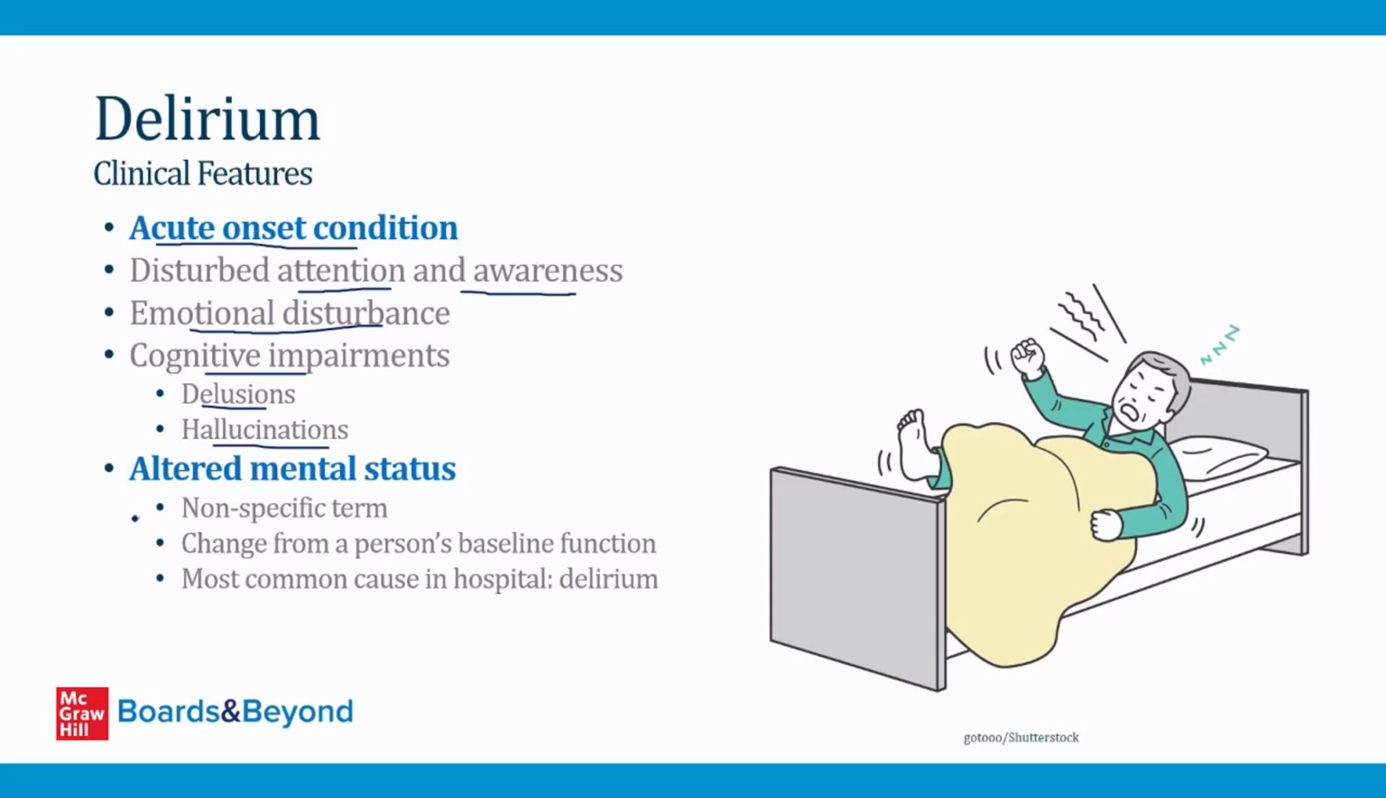And if you haven't heard this term yet, you should be familiar with the term altered mental status. It's a non-specific term, which means a person has had a change from their baseline cognitive functioning level. The most common cause among patients in the hospital for altered mental status is delirium. You will see this very frequently in hospitalized patients for reasons that we're going to talk about shortly.